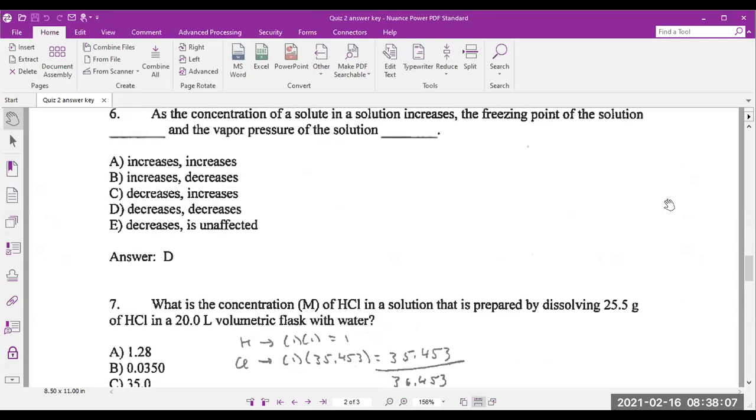Number 6, as the concentration of a solute in a solution increases, the freezing point of the solution decreases and the vapor pressure of the solution decreases. So both of those properties, colligative properties, decrease as more stuff gets into the solution.